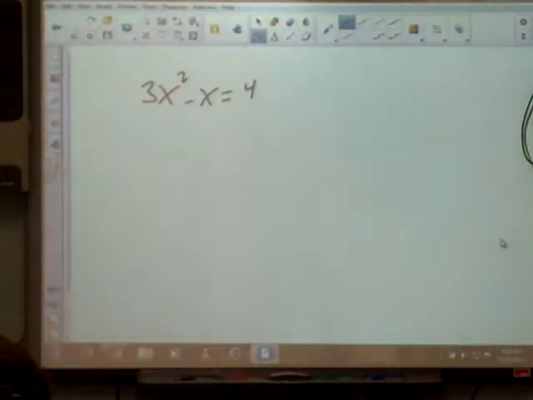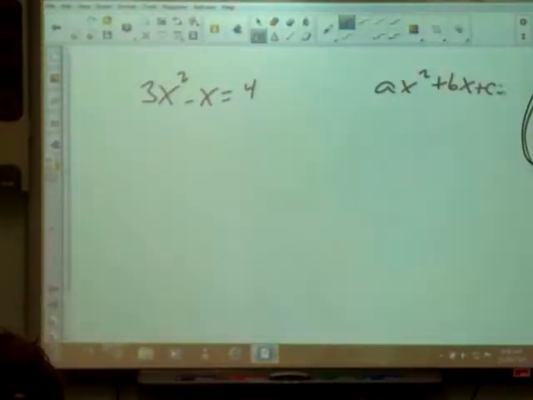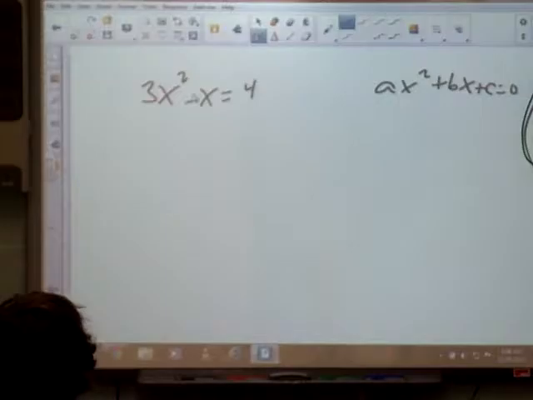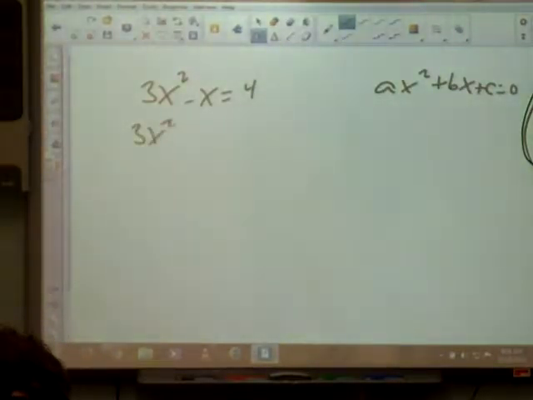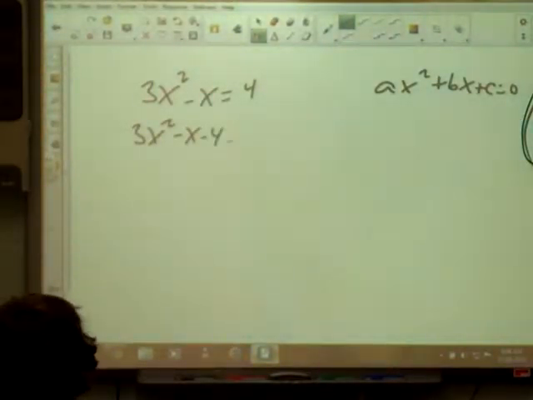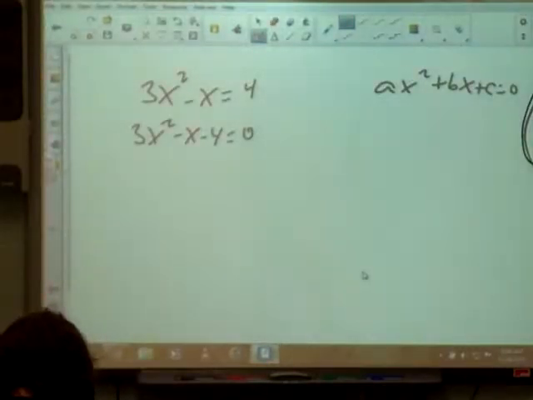Alright, today we're using only factoring. So if I'm going to factor this, there's something I need to do before I can even start factoring it. That 4, I need this set equal to 0. When I factor, I need to be in standard form. So I'm going to subtract the 4 to move it over. So that's going to be 3x squared minus x minus 4 is equal to 0.